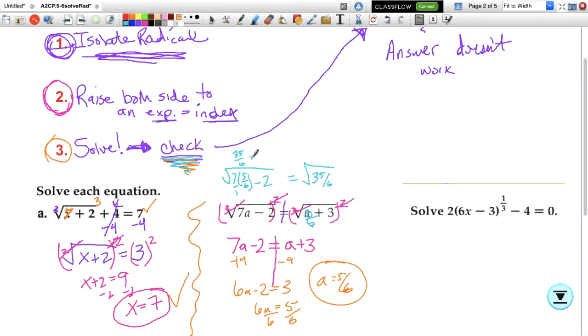Now, in order for us to subtract fractions or a fraction and a whole number, they have to have a like denominator. So this 2 is currently over 1. So I multiply it by 6 to get to the denominator of 6. So I'm going to multiply the top by 6. So I end up with 35 minus 12, which is 23/6, still under the square root, equaling the square root of 3 and 5/6.